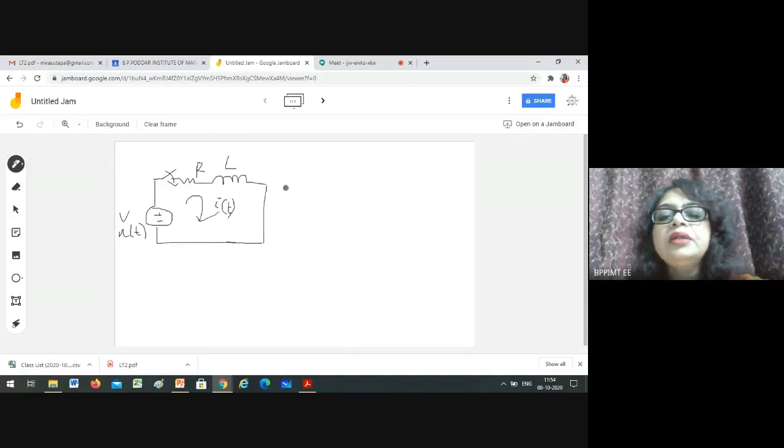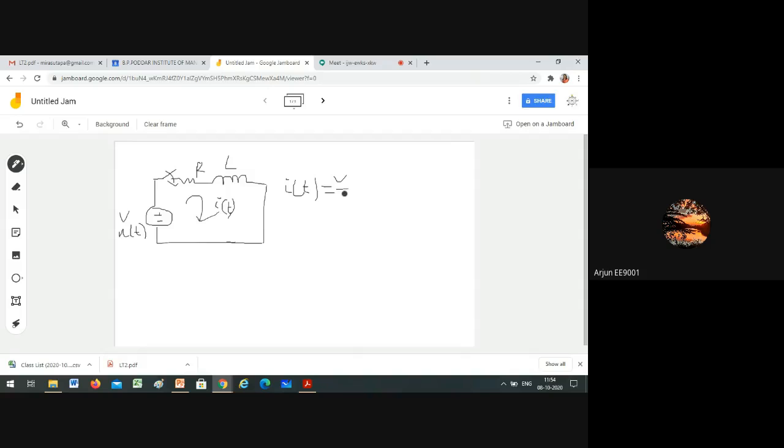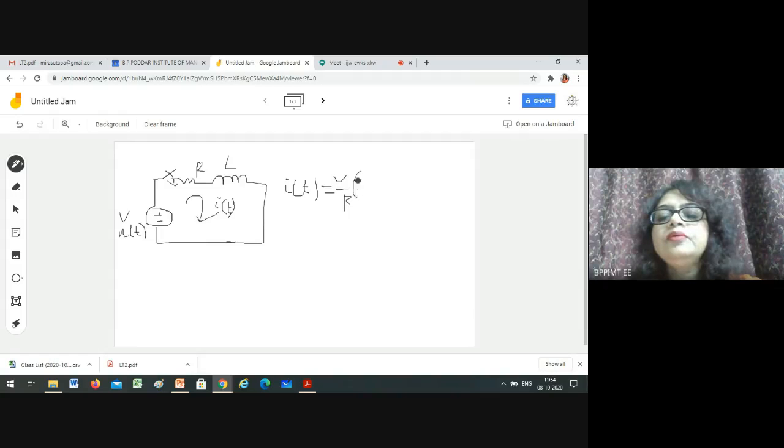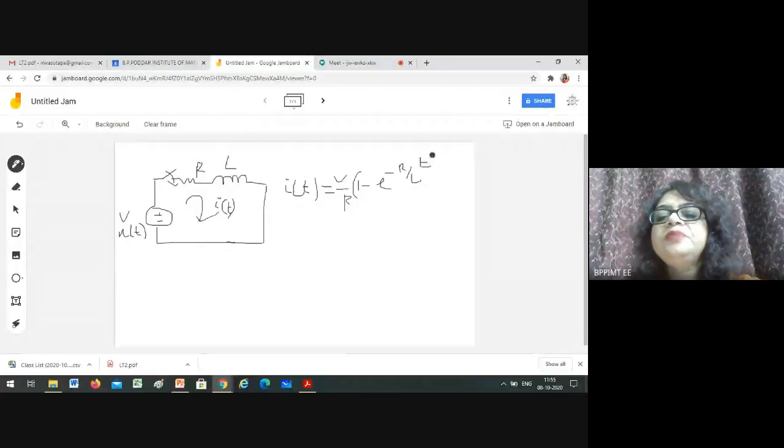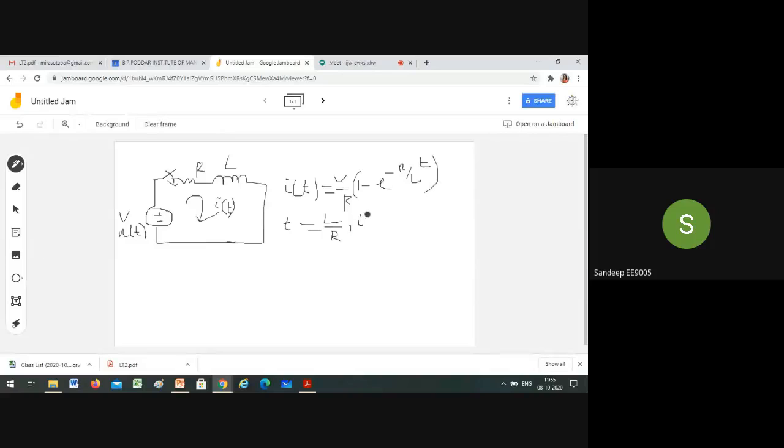Ultimately, what have I got? What is the formula? I is equal to what? V by R into the bracket 1 minus e to the power minus R by L into T. So what I have explained right now, if T equal to L by R, that is the time constant, then what will happen? I equals 0.63 into IS.